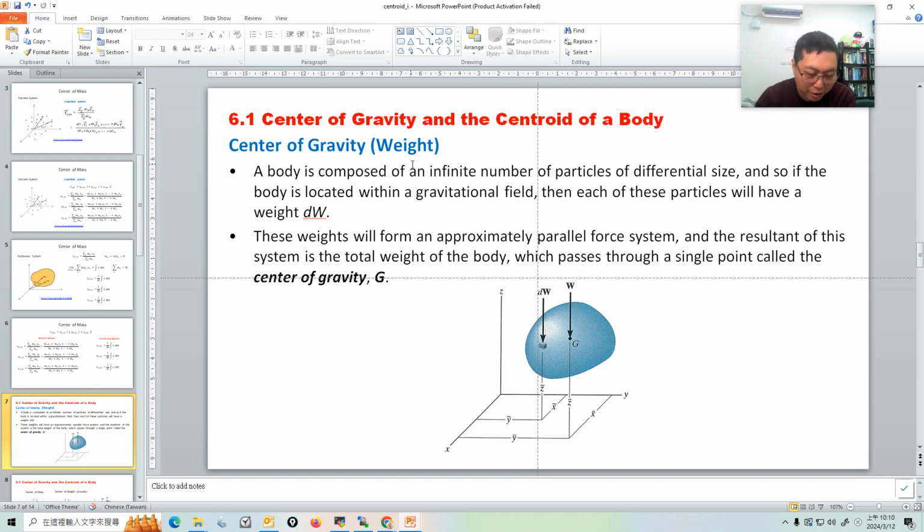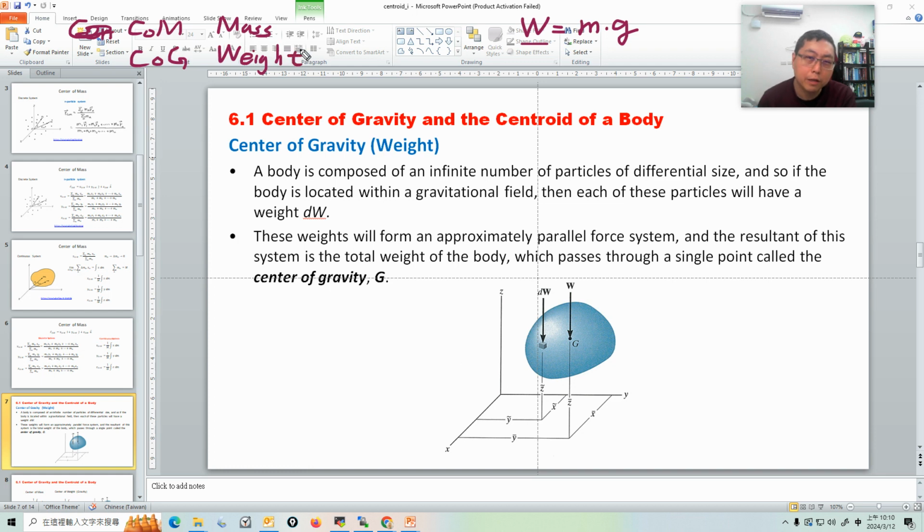I think very early in this class, I talked about what weight is. Weight is just mass times the gravitational constant, right? Remember that weight is just equal to your mass times the gravitational constant. So the center of gravity is just equal to the center of weight. We just switch your mass to weight. For center of mass, we are talking about mass; for center of gravity, it just becomes the center of weight.